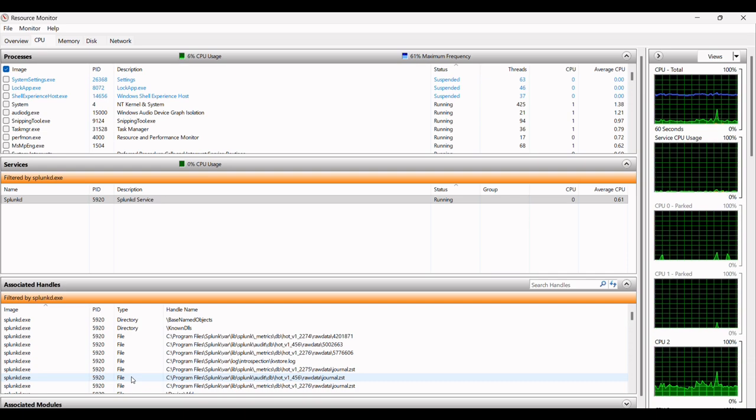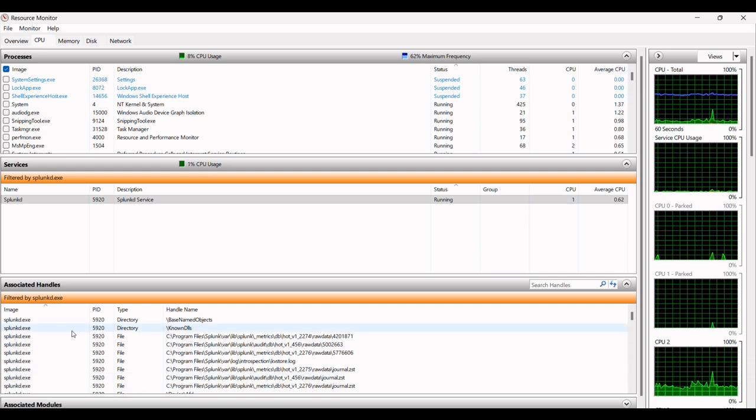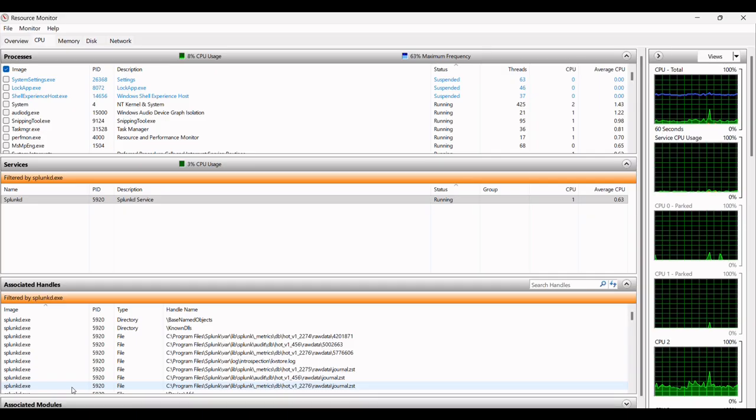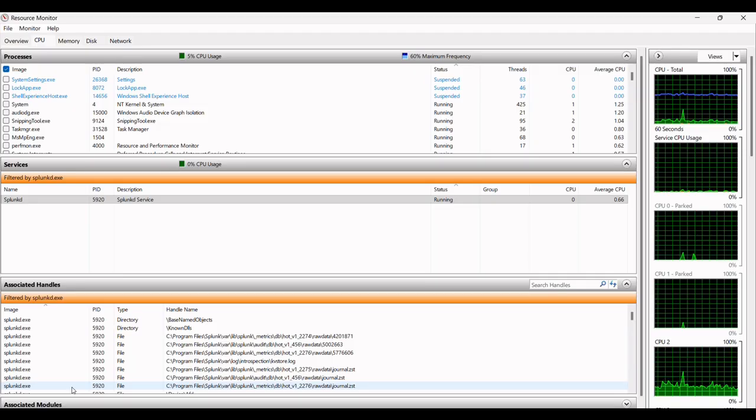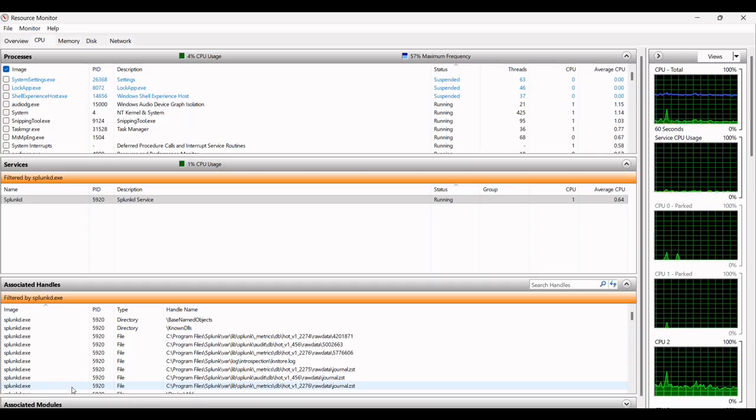Here we can observe that the Splunk process currently has active access to multiple log files, database files, and directories. This helps administrators understand what the process is actively reading or writing. For example, if a process locks a file, consumes excessive resources, or behaves suspiciously, associated handles help investigators identify exactly which resources are being accessed. In cybersecurity investigations, analysts sometimes inspect handles to detect malicious file access, persistence mechanisms, or unauthorized resource usage.